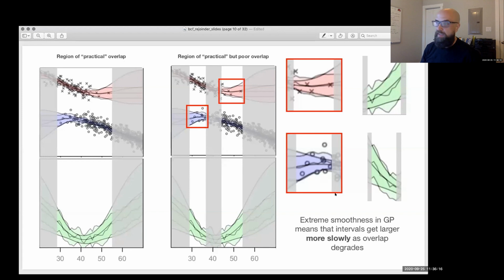So in particular, that Gaussian process that assumes those functions are super smooth is actually going to be slower to adapt to having larger intervals than BART, right? The Gaussian process is a smoother prior than BART, so it's going to extrapolate more smoothly. And as we sort of approach that region where there's not overlap, the intervals aren't going to get as wide as fast. Again, that's not to say the Gaussian process is bad or that BART is good or vice versa. They're just different priors and they're going to behave in different ways.